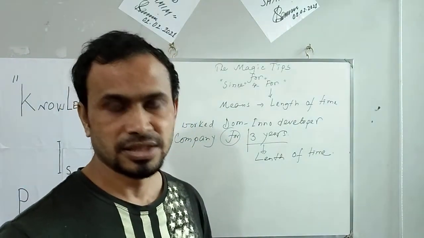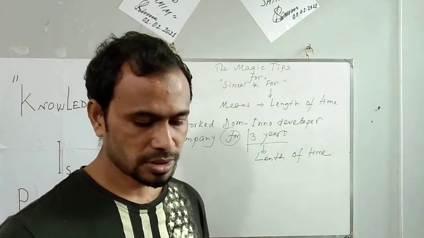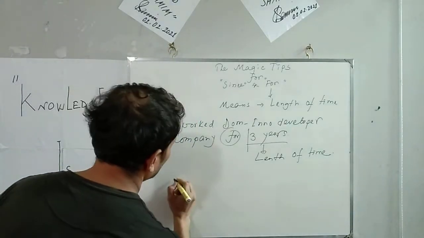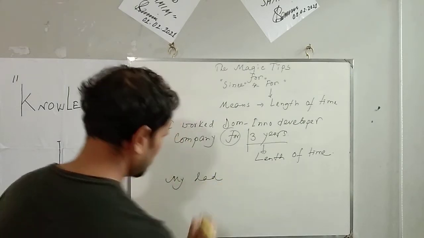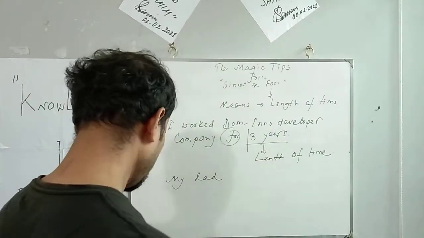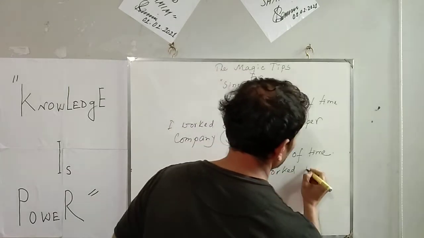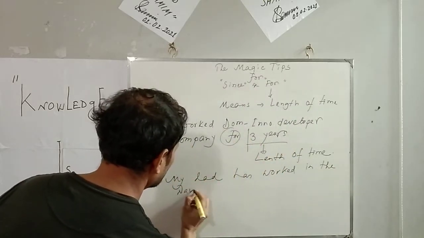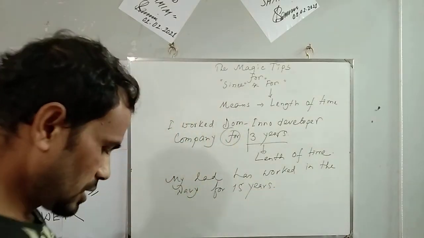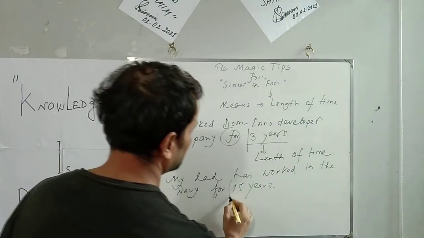So next sentence I'd like to write, so that you can understand properly. My dad has worked in the Navy for 15 years. My dad has worked in the Navy for 15 years. So I'd like to write again: my dad has worked in the Navy for 15 years.